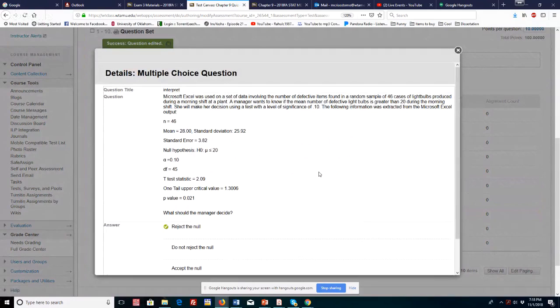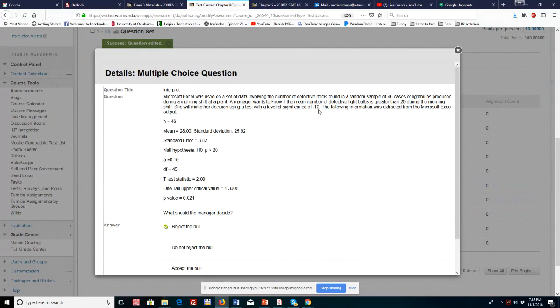All right, so here we have a printout. We're looking at defective items, defective light bulbs. And we want to know if the mean number of defective light bulbs is greater than 20 during the morning shift. She will make her decision using a test with the level of significance at 0.1.